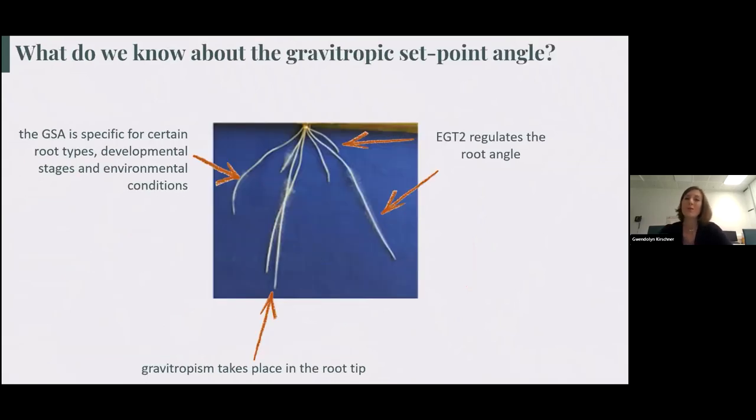So what do we know so far about the gravitropic setpoint angle? We know that it's specific for root types, developmental stages, and environmental conditions, and that it can be maintained even if the plant or the organ is misplaced from that. It is related to gravitropism, which takes place in the root tip, and among others, one of the main regulators in barley and also in other plants is EGT2.